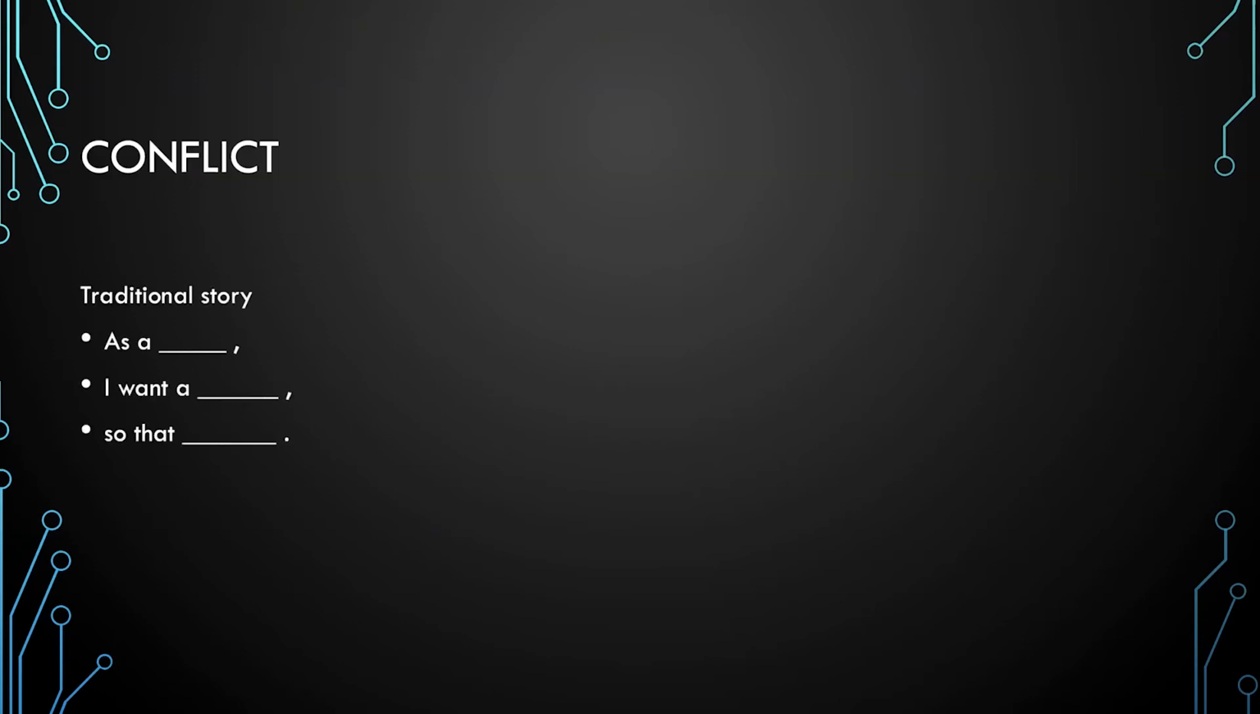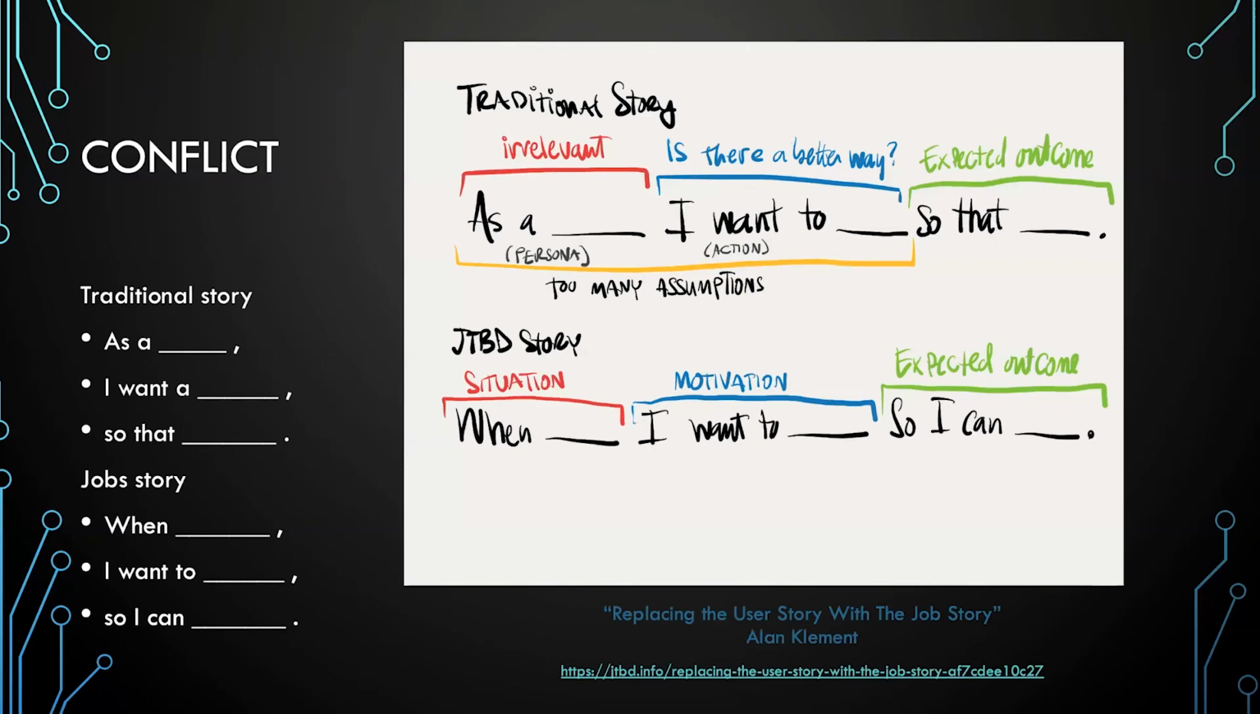So traditionally, we've written our user stories in this format: as a blank, I want a blank, so that blank, and that's okay, and that's fine. A few years ago, I did come across a different way of writing a story, which was called a job story, and that essentially has this type of format: when this context is happening, I want to do this, so I can do whatever it is, right?